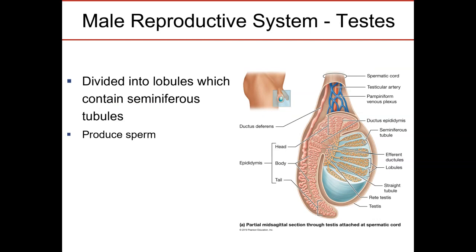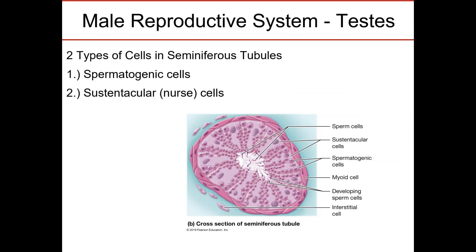If we were to look inside the testis, we notice it's divided into lobules, and each of these lobules has these seminiferous tubules, and the seminiferous tubules function to produce the sperm. When we look at the testes, there's 2 main types of cells that are inside the seminiferous tubule. So it's a coiled tubule. You can see the lumen here with the sperm, and there's some cells around the outside. So this is where the meiosis happens. This is where the sperm are formed. And we have the spermatogenic cells, which are the cells that will become sperm. And then between them, we have what are called sustentacular cells, or nurse cells, which basically protect the spermatogenic cells.